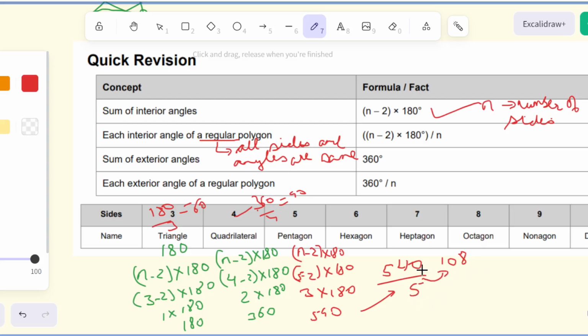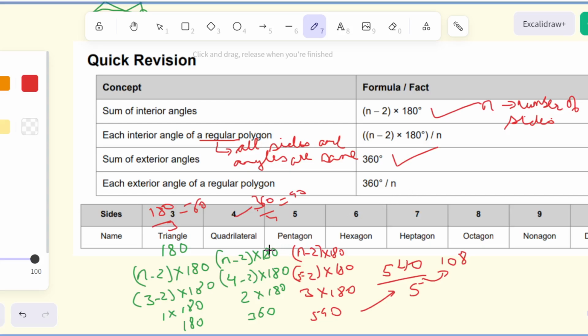So what we are doing: first find out the sum of all the interior angles of a polygon by using the formula n minus 2 times 180. I just showed you how we put in the values of n, isn't it? Once you get the sum of all the angles of the polygon, divide by the number of sides. And the sum of the exterior angles is, you know, always 360.